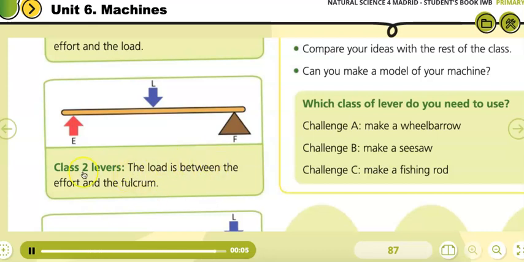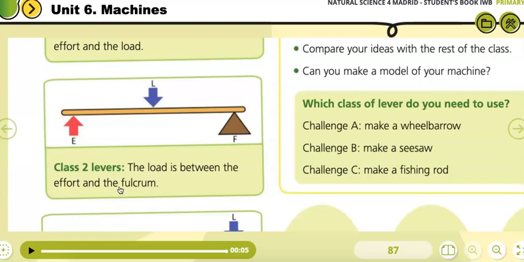All right. Moving to class 2 levers. Who can read this for me? The load is between the effort and the fulcrum. Can you circle the load? Circle the effort and circle the fulcrum.